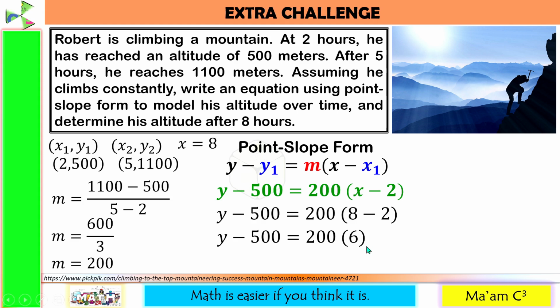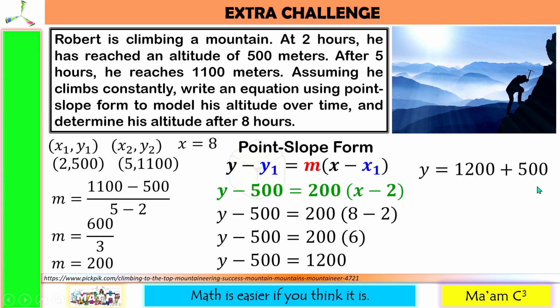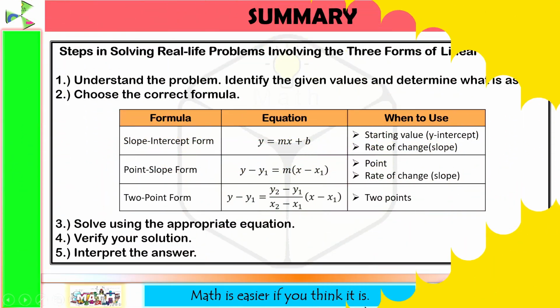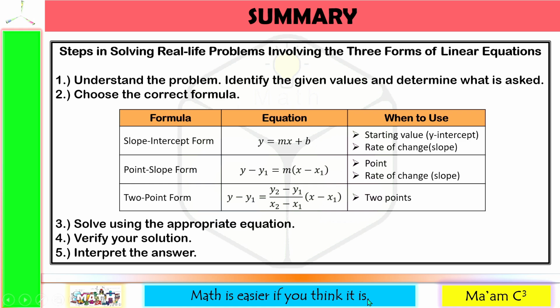200 times 6 is 1,200. Let us move this on this side. It will become plus 500. 1,200 plus 500 is 1,700. So it means after 8 hours, Robert will be at an altitude of 1,700 meters. For the summary, here are the things that we learned in this lesson.